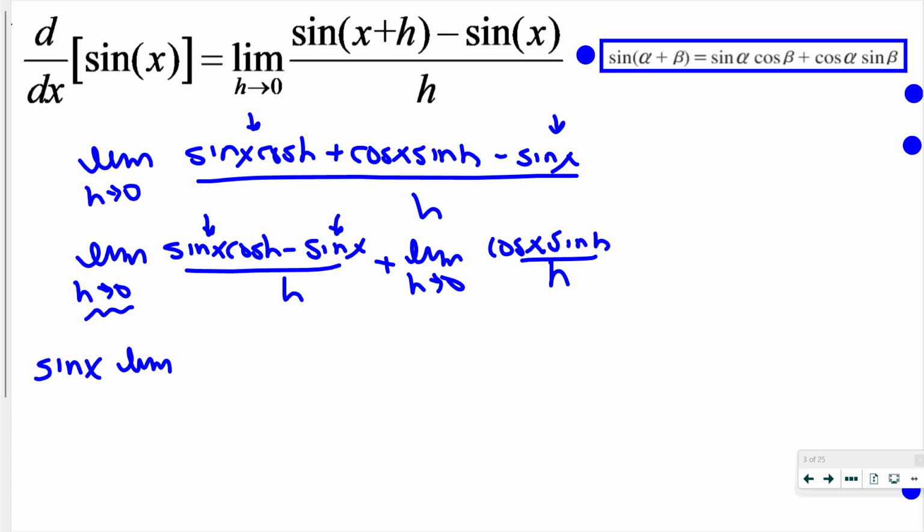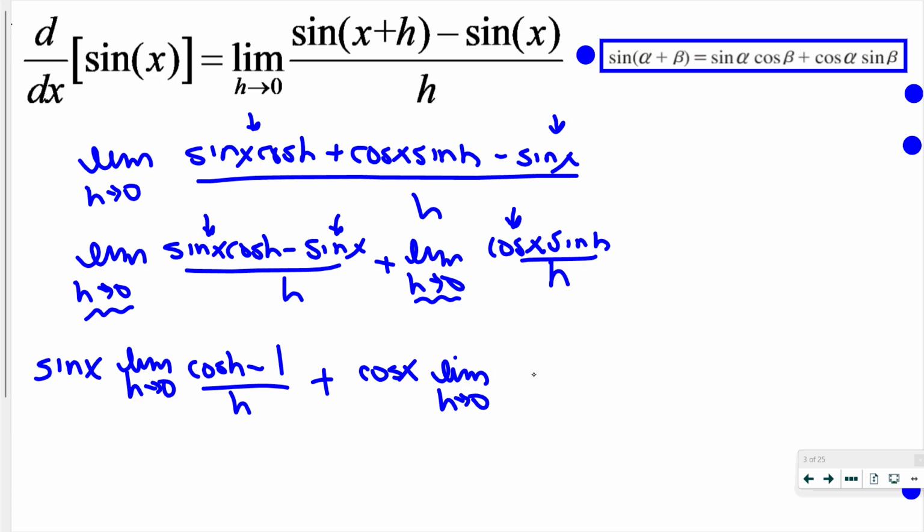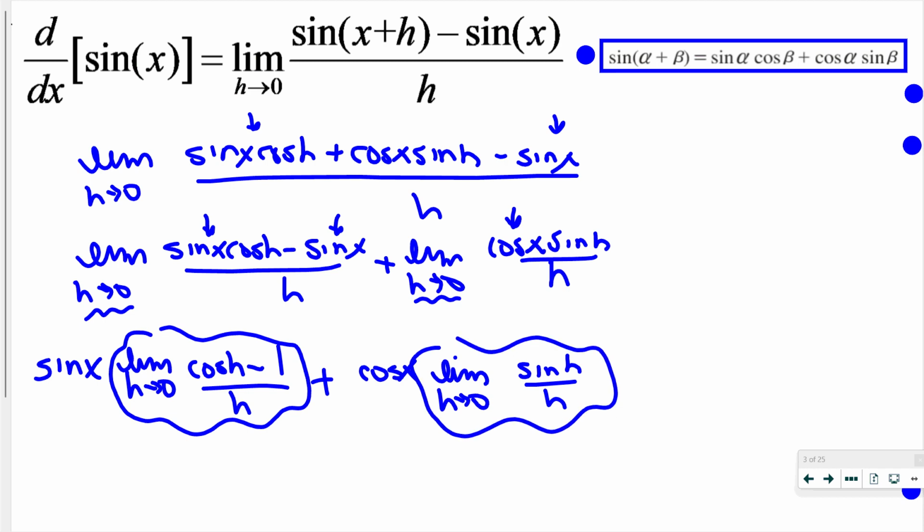So this is going to be sine x times the limit as h approaches 0 of cos h minus 1 all over h. Plus, similarly here, the cos x, the x is not tied to the h value. So if I'm looking at the limit as h approaches 0, cos x isn't affecting that. So that's really a constant, which I'll take up front. So cos x times the limit as h approaches 0, sine of h over h. To simplify this, I just now have to evaluate or find the answer to those limits.